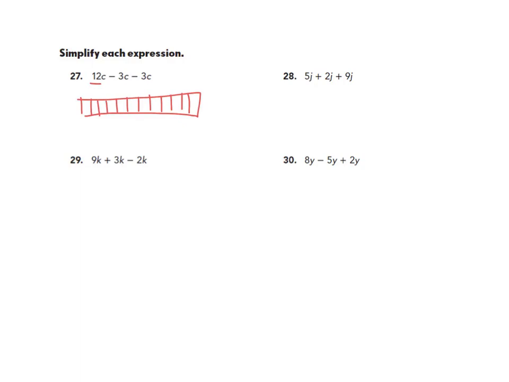And then the next thing that happens is I subtract 3 of these C's. So that's not here, and that's not here, and that's not here. And the next thing that happens is I subtract 3 more C's. That's not here, that's not here, and that's not here. And what I'm left with, it looks like, is 1, 2, 3, 4, 5, 6 C's. And that would be my simplified version of that.